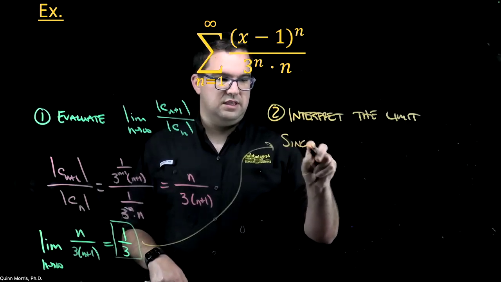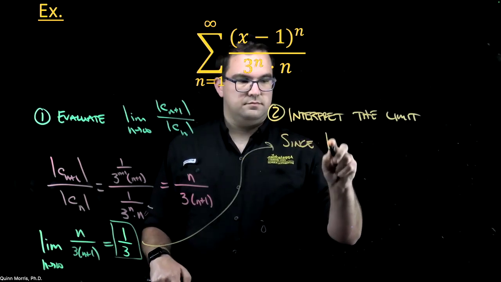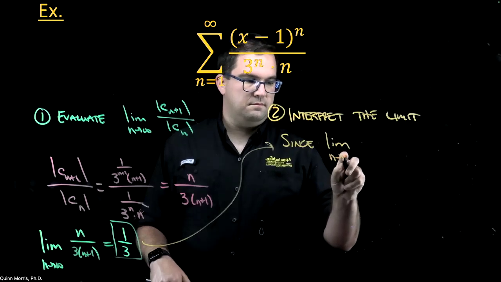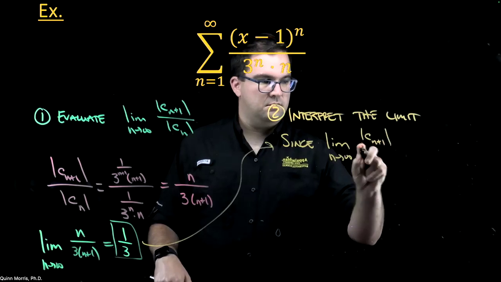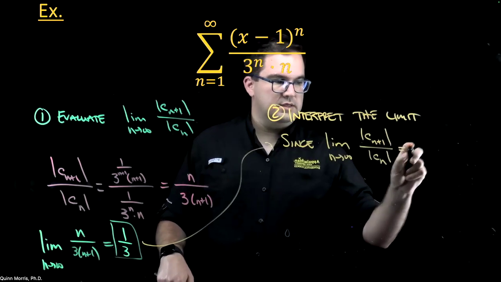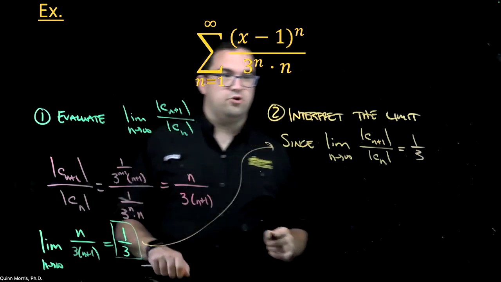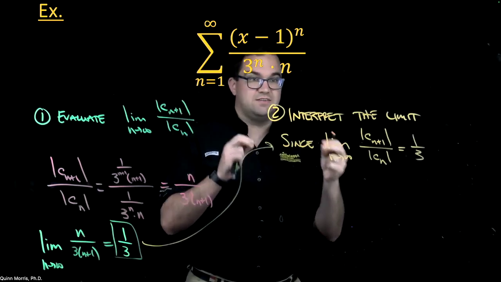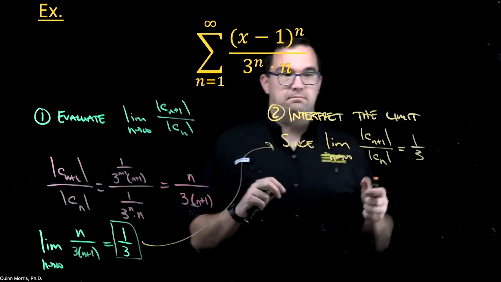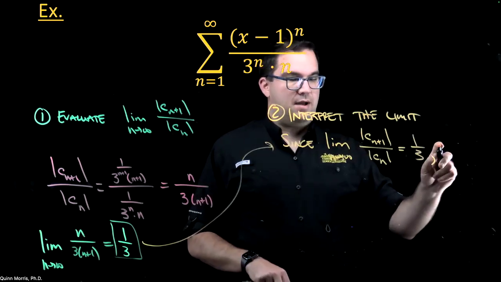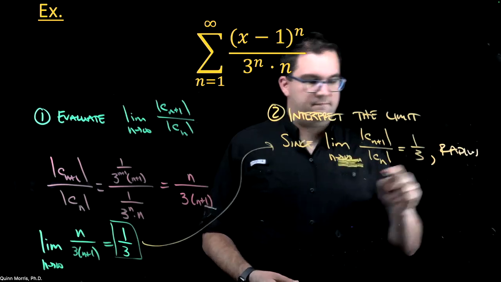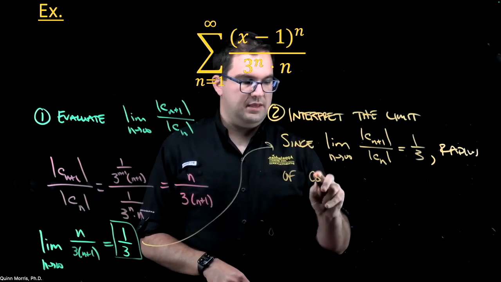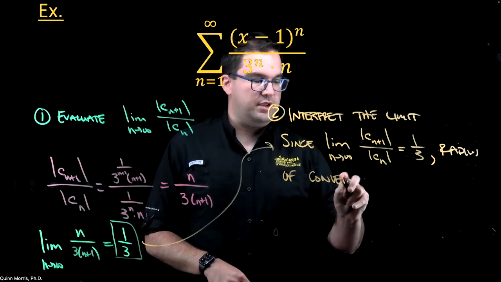So since this limit is, in this case, equal to 1/3, so it's equal to some fixed value, I now know my radius of convergence is 1 over 1/3, or 3.